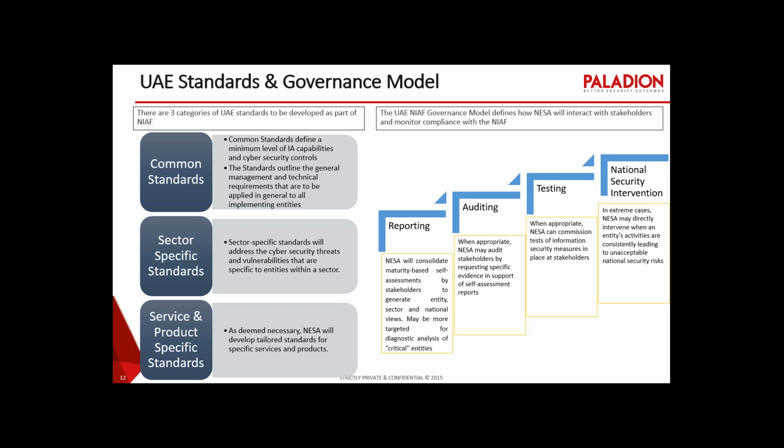There could also be service and product specific standards, which is the third category. These will be primarily for organizations who are delivering a very specific set of services and products and may need controls that are very related to those products and services. So there will be three different levels of standards. The first level is already defined with the UAE IA Standard. The sector-specific standards are getting developed, and then the service and product-specific standards would be developed ad hoc based upon the requirements.